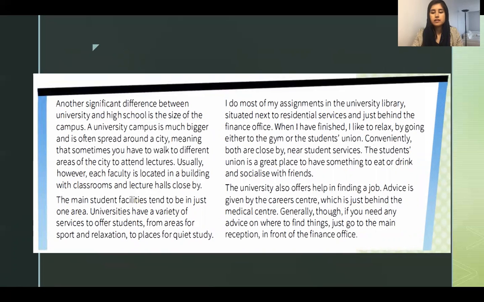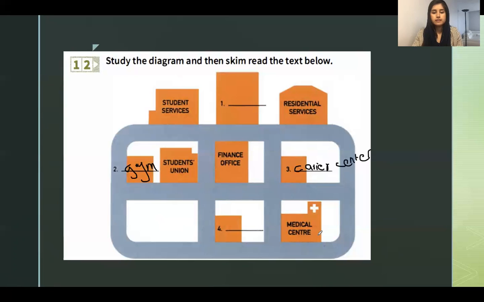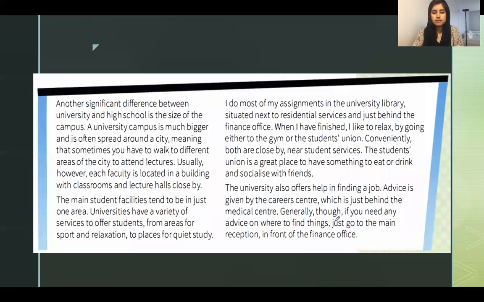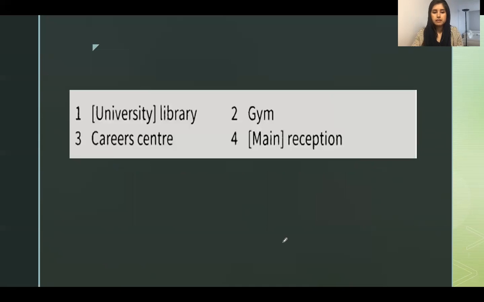And then generally though, if you need any advice on where to find things, just go to the main reception in front of the finance office. So the finance office is here, and then this is the reception, I think, right? Yeah, that's the main reception. So this is the answer.